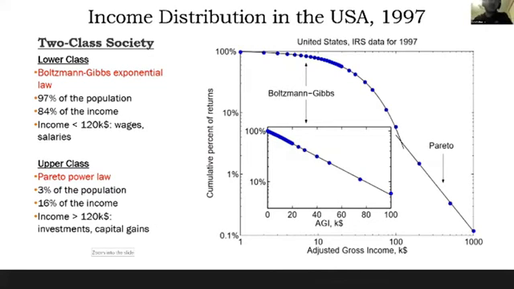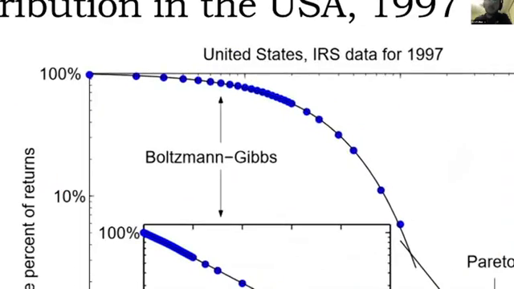So for around 97% of the population over here, it falls on an exponential curve. And for the top 3%, it falls on the Pareto distribution or power law that I discussed earlier. And the intersection of this point is around $120,000. So people making below $120,000 fall in the exponential distribution. Of course, this is in 1997. It could be higher or lower today. And so, yeah, if you look closely, it fits pretty much almost perfectly.